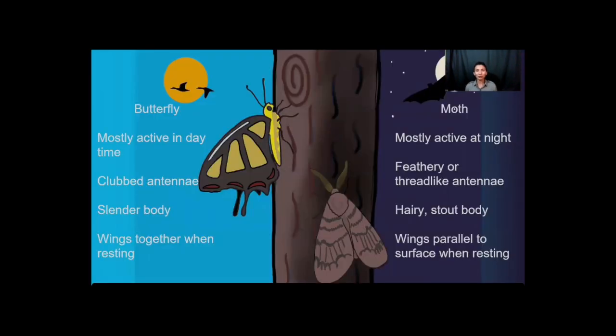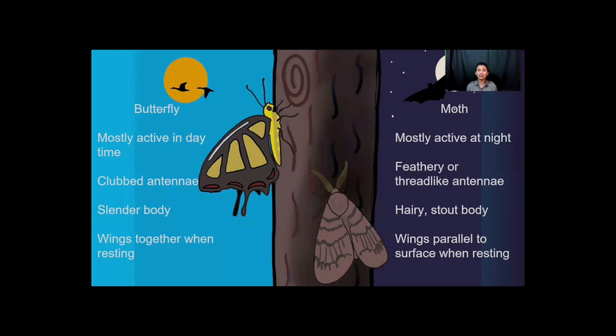Before we move on to learning about moths, let's look at some differences between butterflies and moths. Butterflies are mostly active in the day, except of course creatures like the evening brown that you saw earlier, which can be active very late in the evening when it's almost dark. The moths, on the other hand, are mostly active at night. There are some day-flying moths, however. Butterflies have clubbed antennae. Moths have feathery or thread-like antennae.